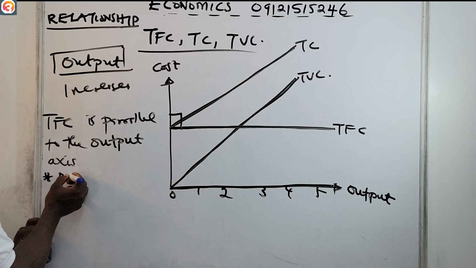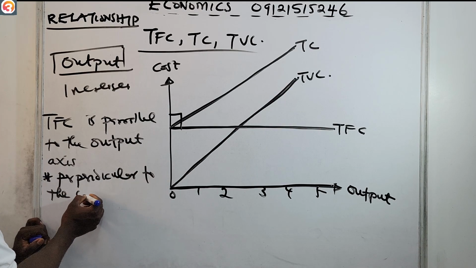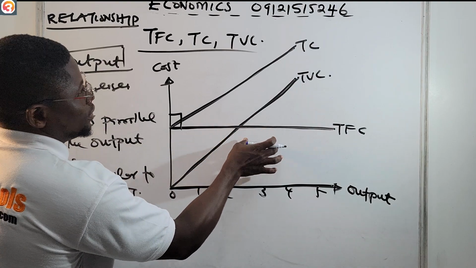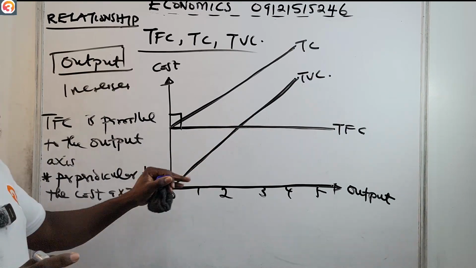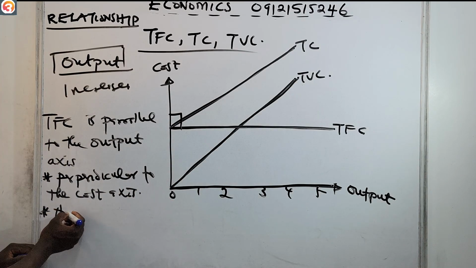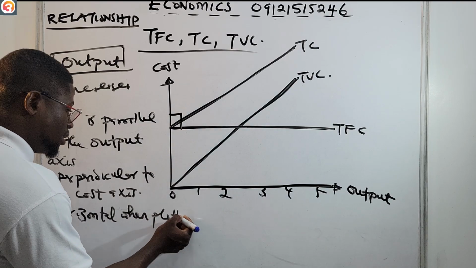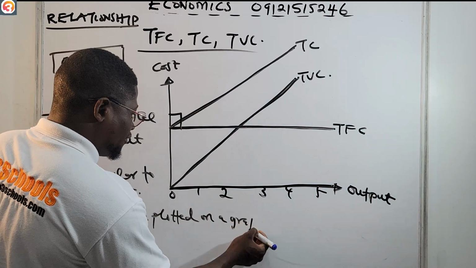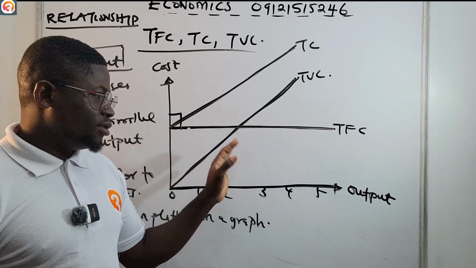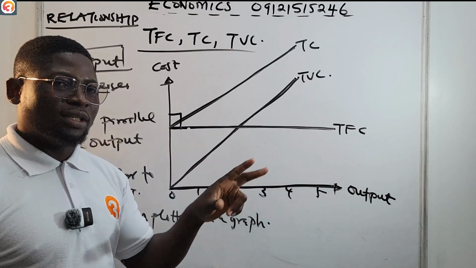Number 2, perpendicular to the cost axis. And of course you can see that it remains fixed. When the total fixed cost is plotted on a graph, it is horizontal. So the total fixed cost is parallel to the output axis, perpendicular to the cost axis, and it is horizontal when plotted on a graph.